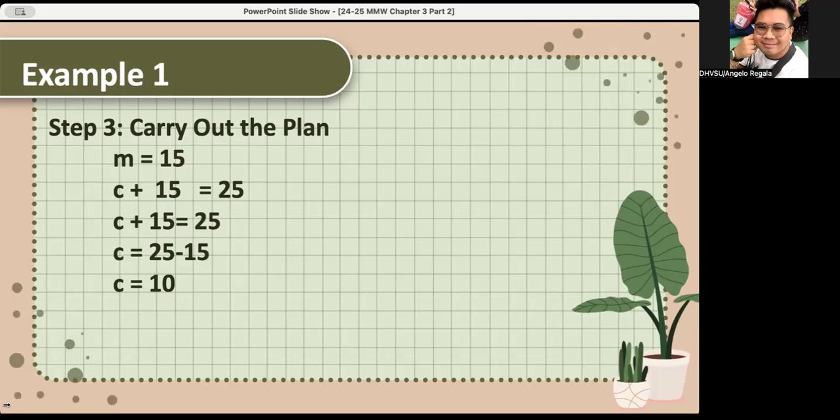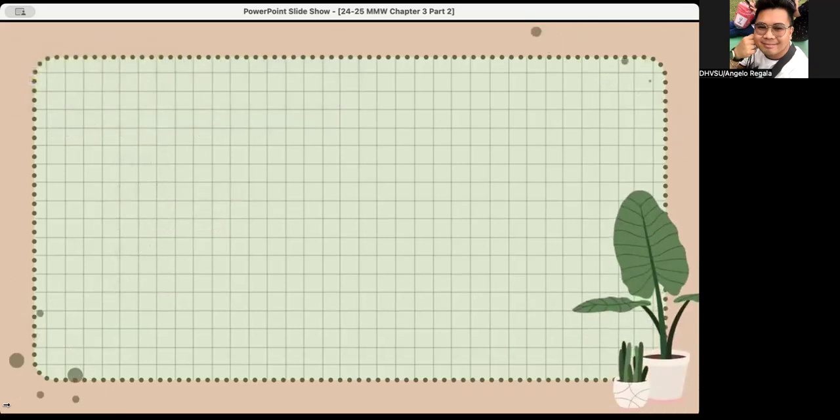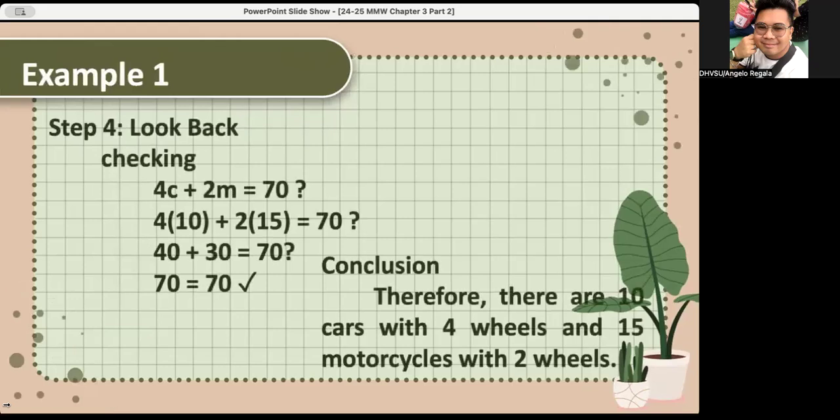So after you carry out the plan, then you check. By checking, we substitute. Is it correct that 4C plus 2M equals 70 if we use 10 cars and 15 motorcycles? So that's 4 times 10 is 40, plus 2 times 15 is 30. So 40 plus 30 is equal to 70. So the answers are correct. Therefore, there are 10 cars with 4 wheels and 15 motorcycles with 2 wheels.